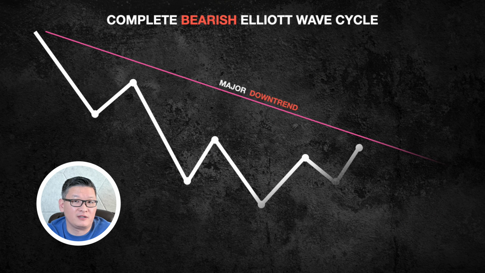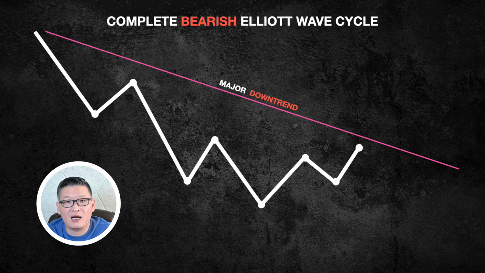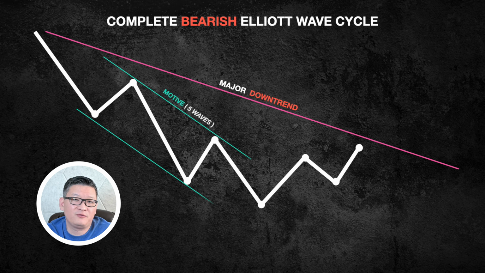In bear markets, on the other hand, the situation is the complete opposite. We can observe a 5-wave move to the downside, which is the motive part, and the 3-wave correction phase to the upside.